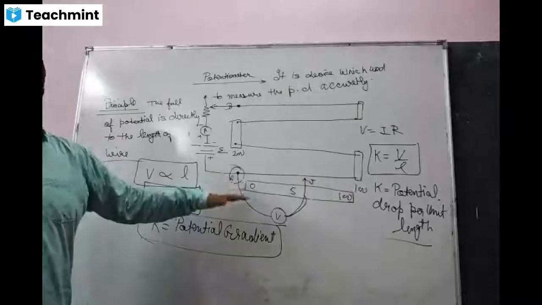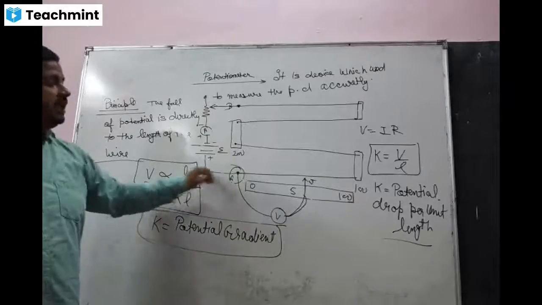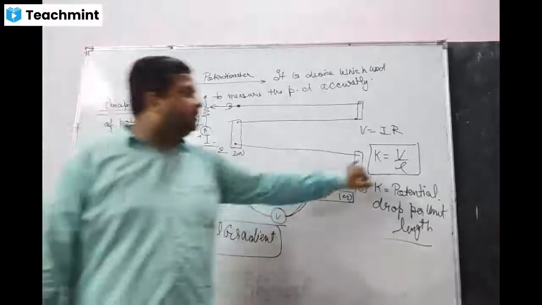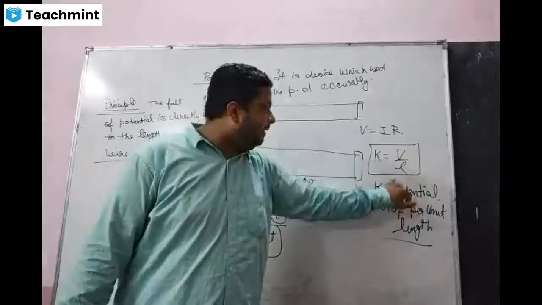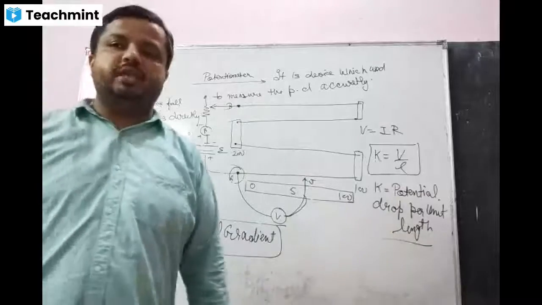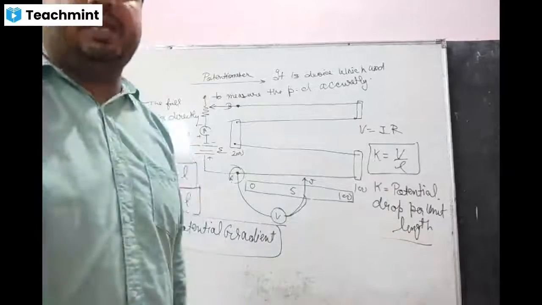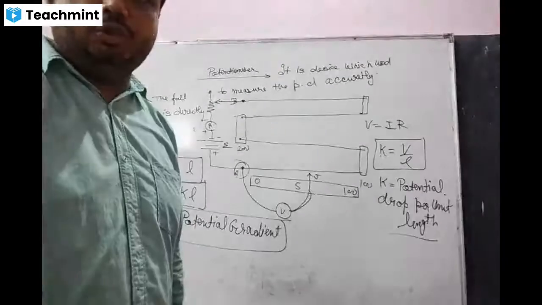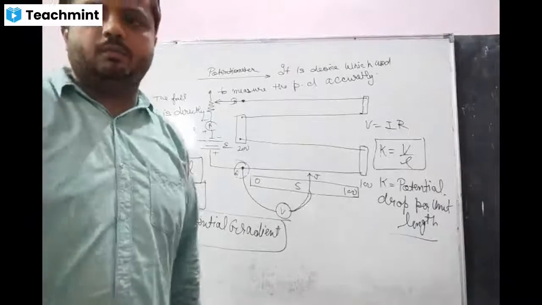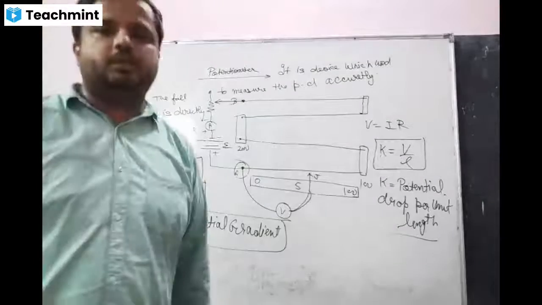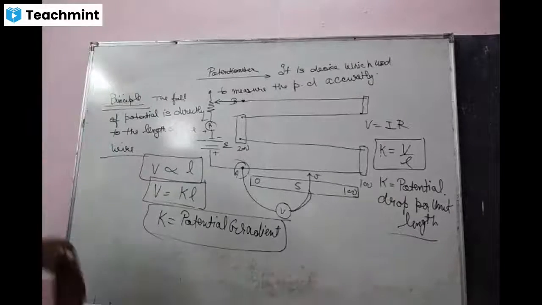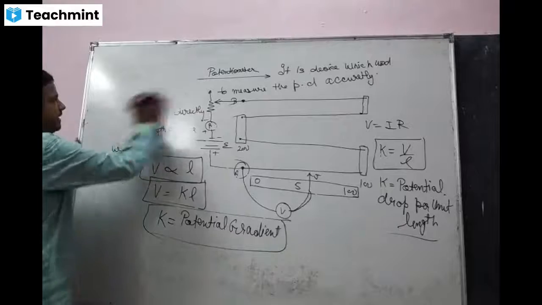This is the auxiliary circuit, and then we can say that V is directly proportional to L, and V equals KL. K is the potential gradient. The value of K is V by L. K is the potential drop per unit length. This is the potentiometer. Now, another application.